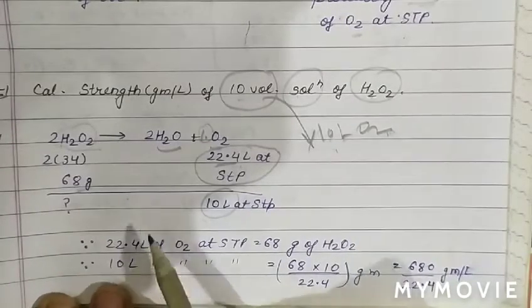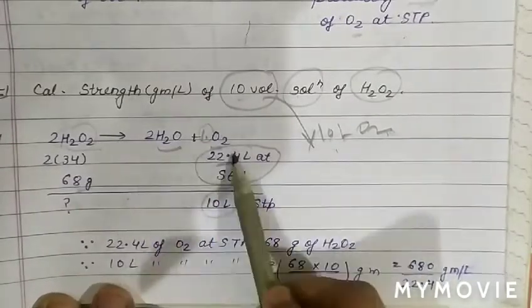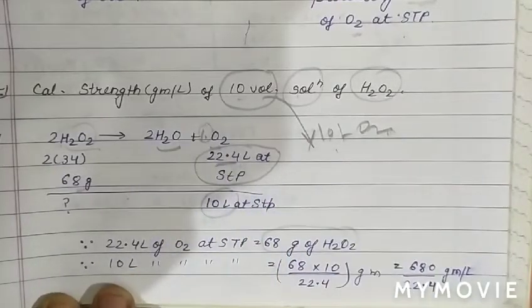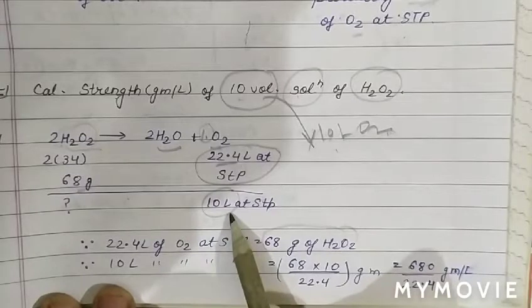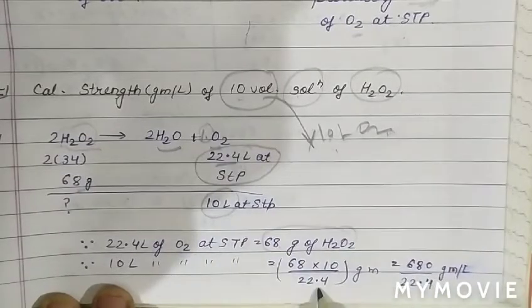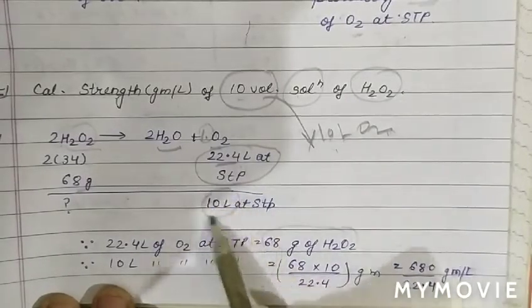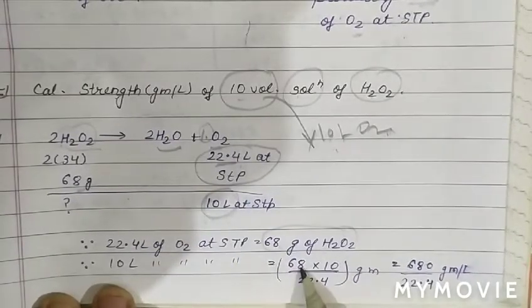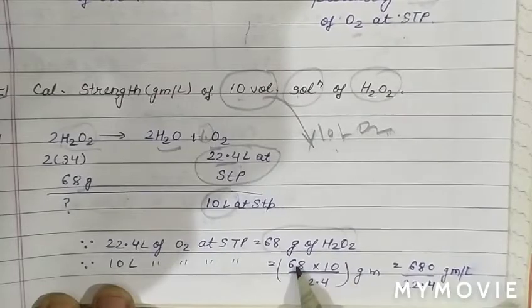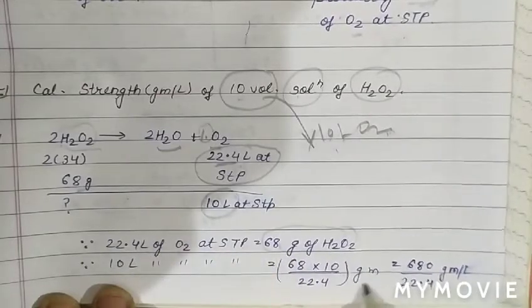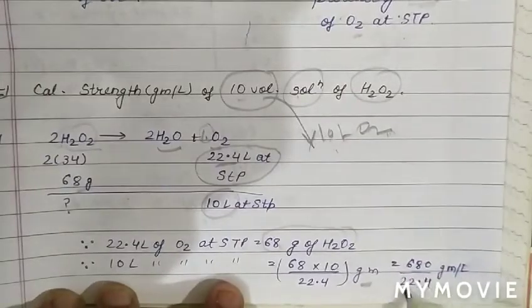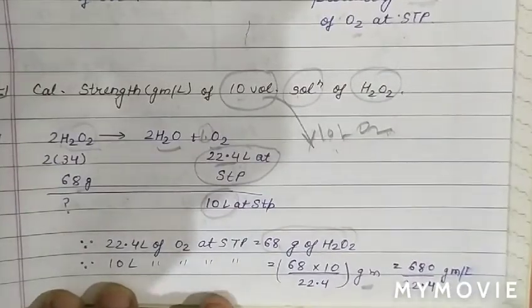As we know, according to the reaction, 22.4 liter O2 at STP is produced by 68 gram of H2O2. So 1 liter will be produced by 68 divided by 22.4. Now we have 10 volume, which means 10 liter O2. So 10 liter will be produced by 68 by 22.4 into 10. That is 680 by 22.4 gram per liter.